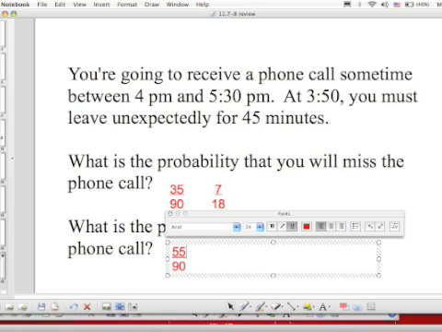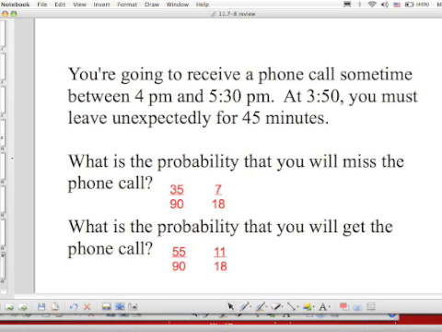And then we reduce that to lowest terms. And 5 goes into 55 11 times. And 5 goes into 90 18 times. So that is the probability.